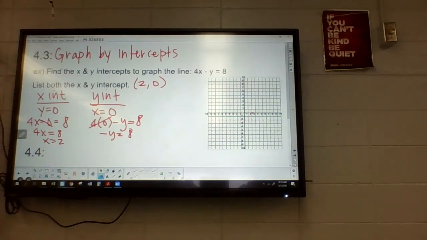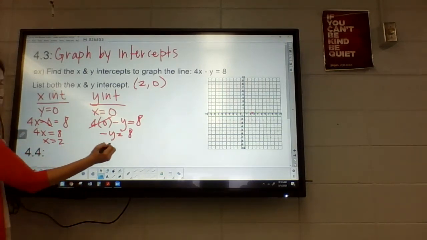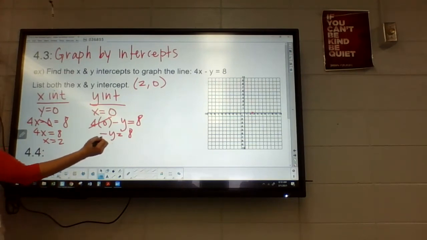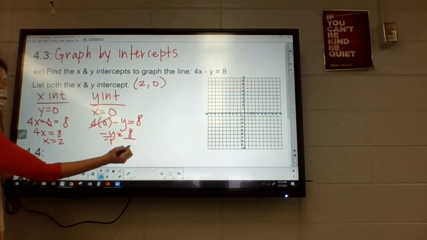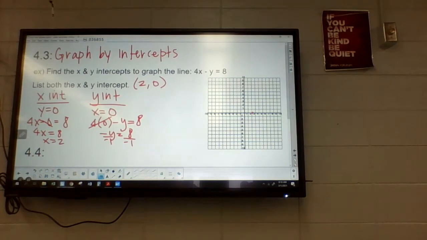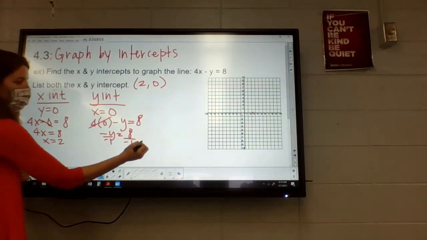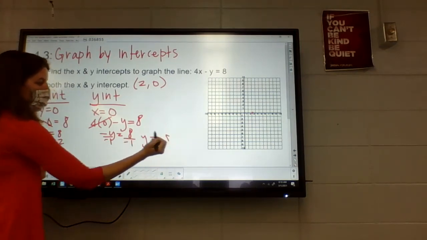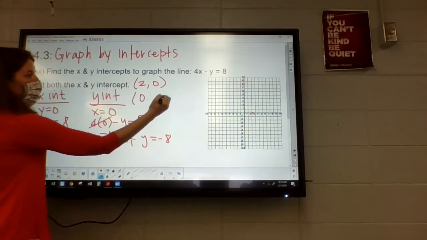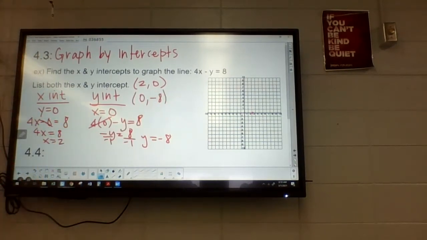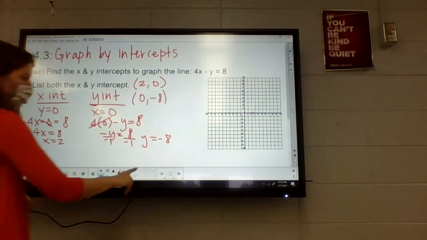What does that mean y is going to equal? There's like a negative 1 in front of it. So if I divide by negative 1, what does y end up being? Negative 8. There we go. Yep. So my other intercept is 0, negative 8.